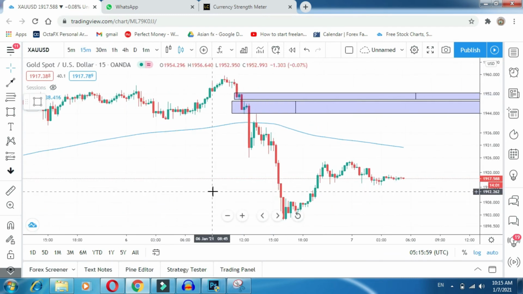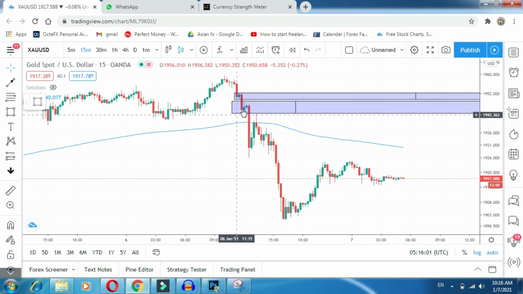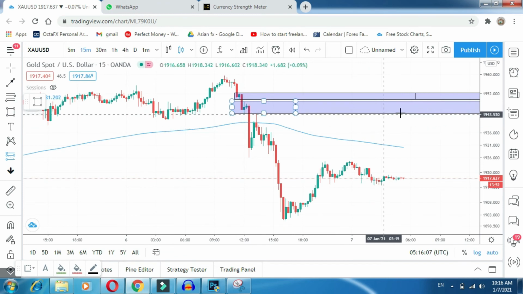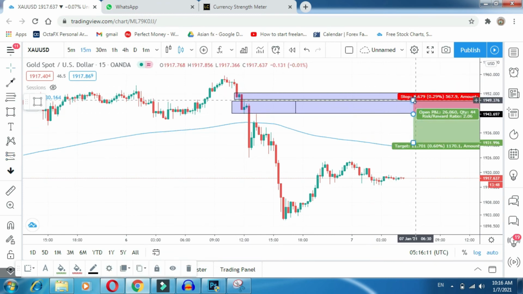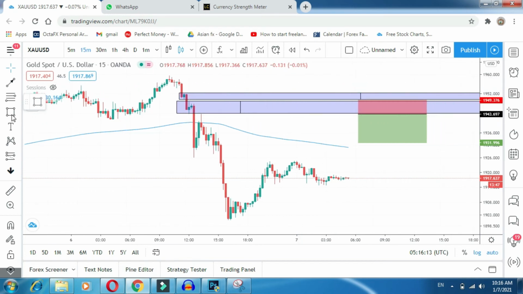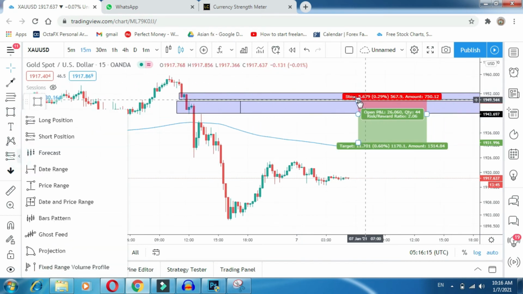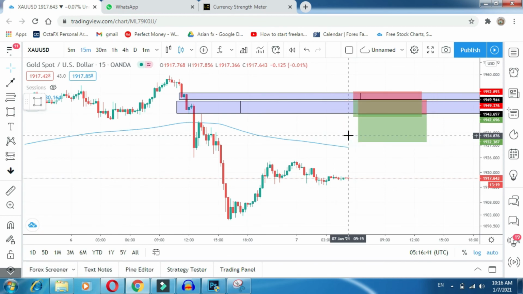Okay, so on gold we see only two supply areas. On these areas you can sell from here with 1-2 risk reward. If this SL hits, then you can again enter with another supply area with 1-2 risk reward. So these are some trading plans for today on gold and GBP USD.